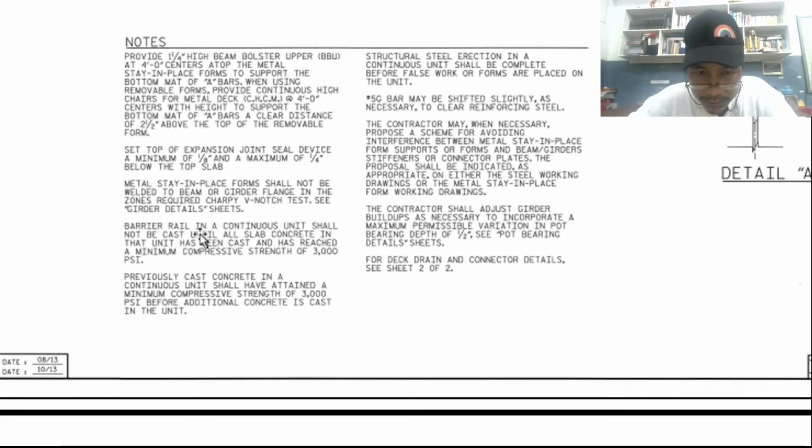Next, barrier rails in a continuous unit shall not be cast until all slab concrete in that unit has been cast and has reached a minimum compressive strength of 3,000 psi. So we can now relate about this.